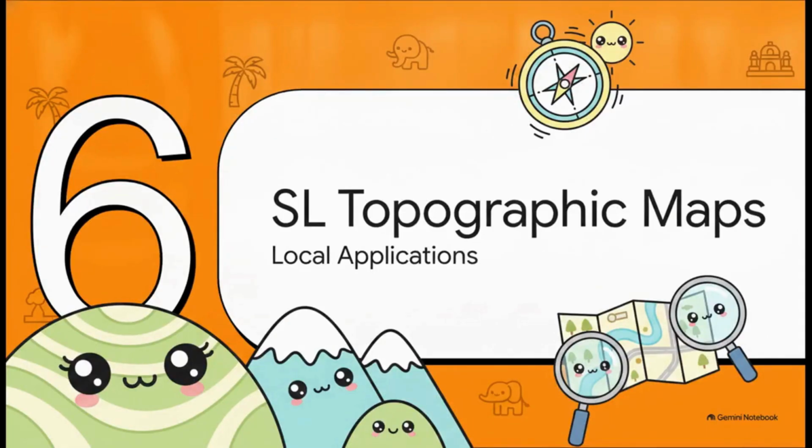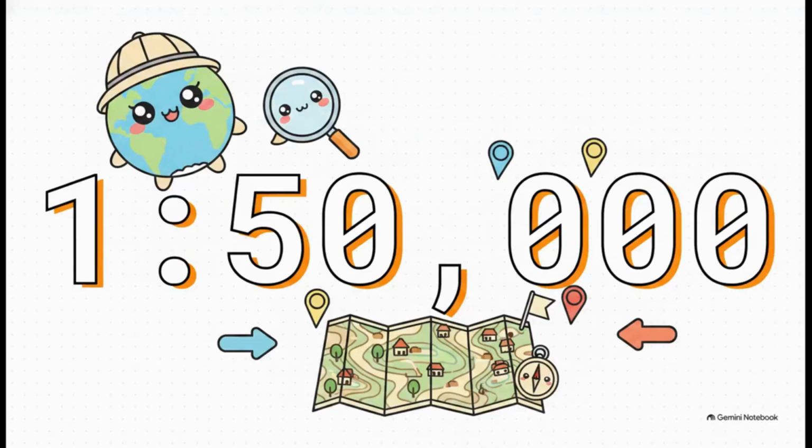And finally, Section 6, Sri Lankan Topographic Maps. Let's apply all this awesome global theory to something local. If you're looking at topographic maps across Sri Lanka, the exact standard scale ratio used is 1 to 50,000. So what does that actually mean for you?